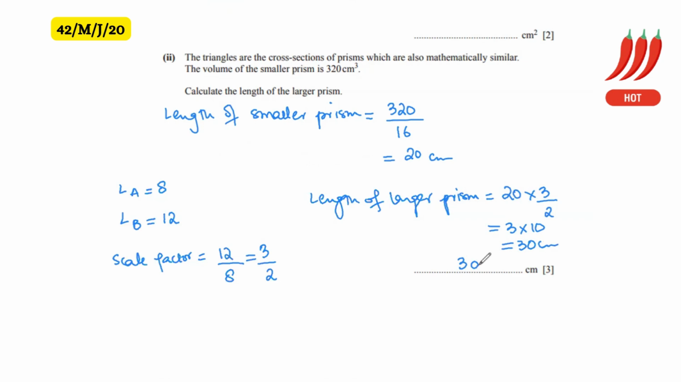So remember, in such cases, if they've given you very minimal information and they still want you to find the other length of the shape, the scale factor is the same for all sides of the shape. So if you figure out the scale factor for one set of sides, the same scale factor will be used to enlarge the smaller length of the prism to get the larger length. So we multiply the scale factor by the length of the smaller prism, and that gives us the length of the larger prism.